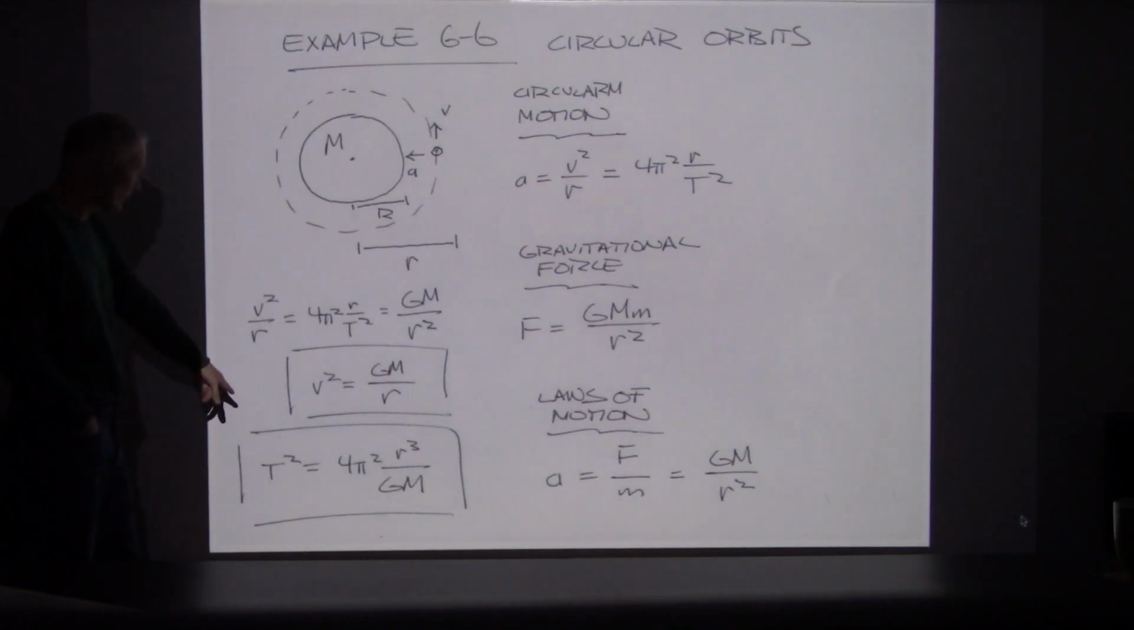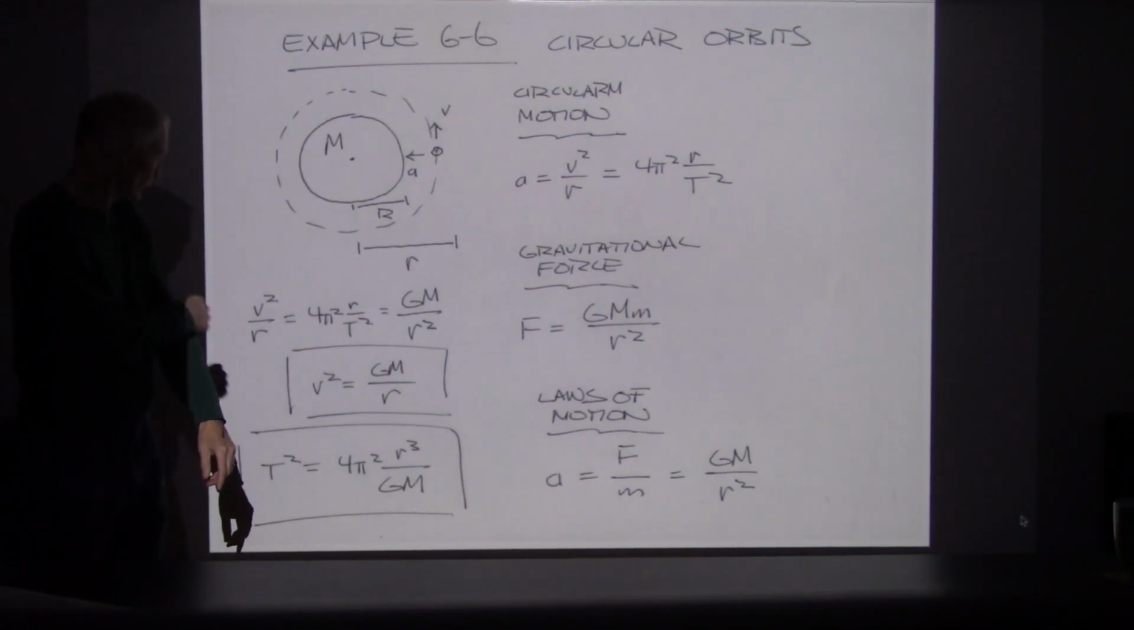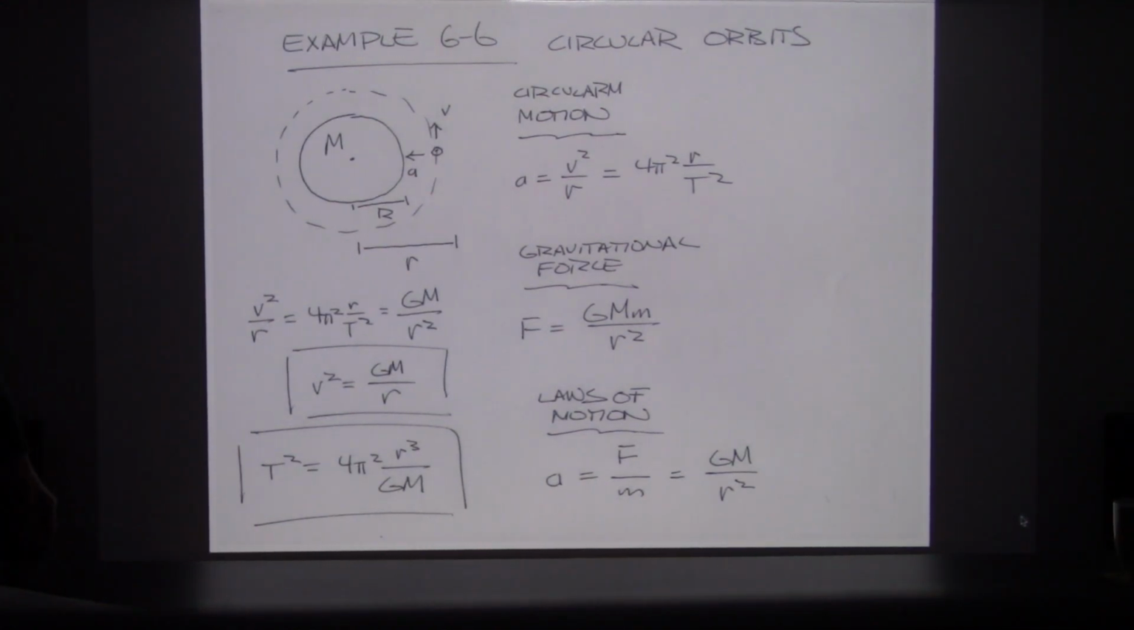So when I do that, the period squared is equal to 4 pi squared, r to the third, divided by big G, divided by big M.